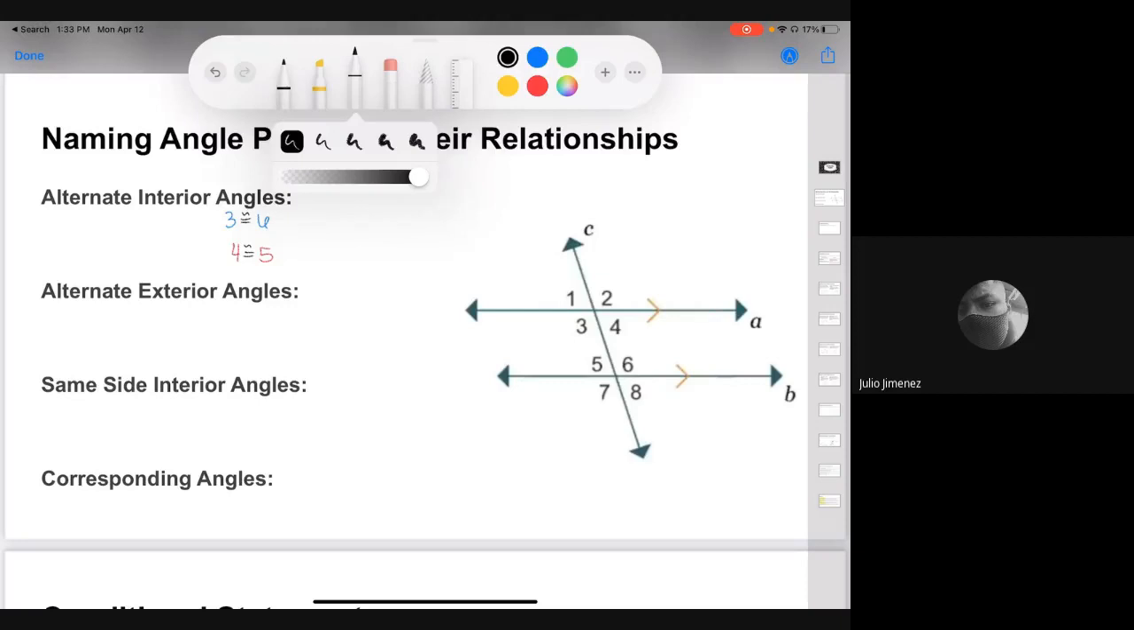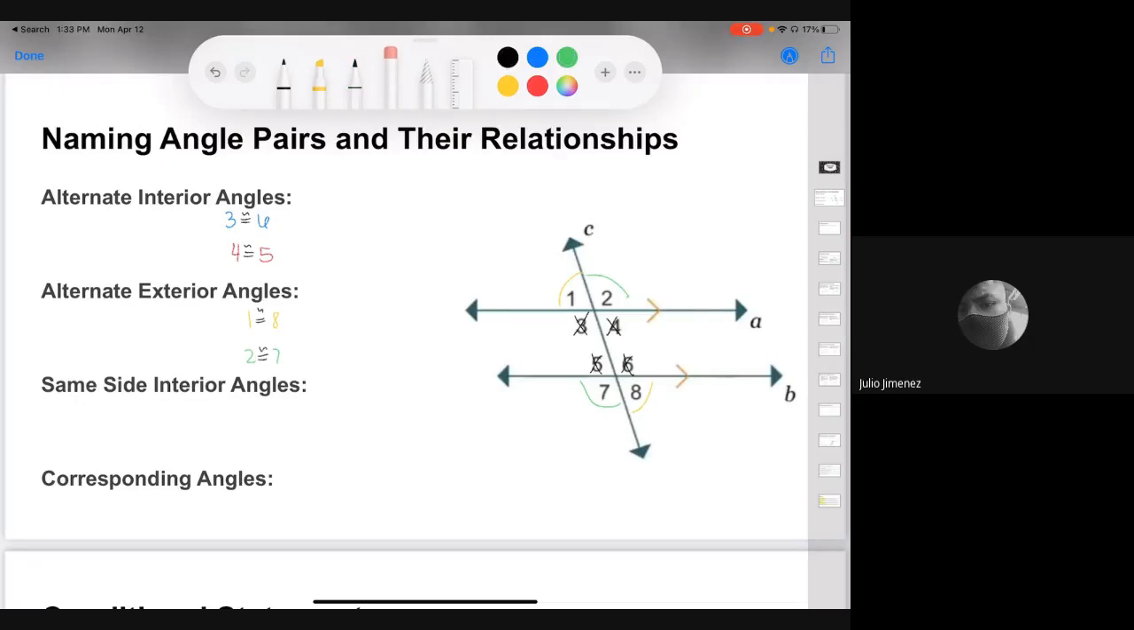We also learned about alternate exterior angles. Exterior angles are going to be exterior angles, and they're going to be on alternate sides. So 1 and 8, and 2 and 7. And we learned that those are congruent to each other.